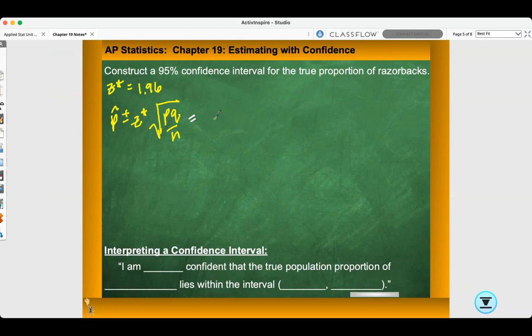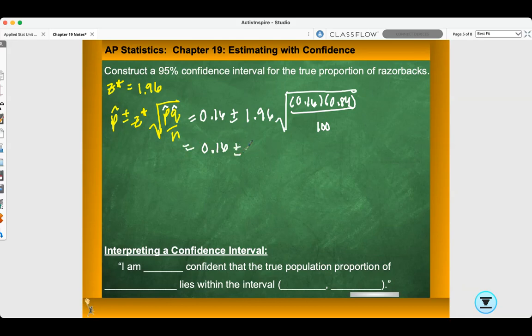So p hat is 0.16 plus or minus Z star, which is 1.96, times the square root of, since we don't have pq, it should be p hat q hat, so 0.16 times 0.84, over our n for this example, which was 100 tosses. And then you would get 0.16 plus or minus 0.0719.